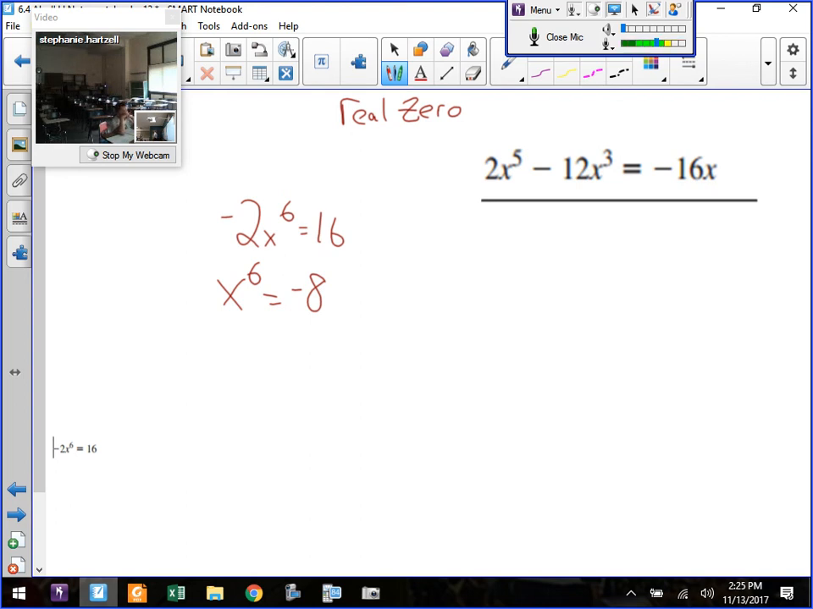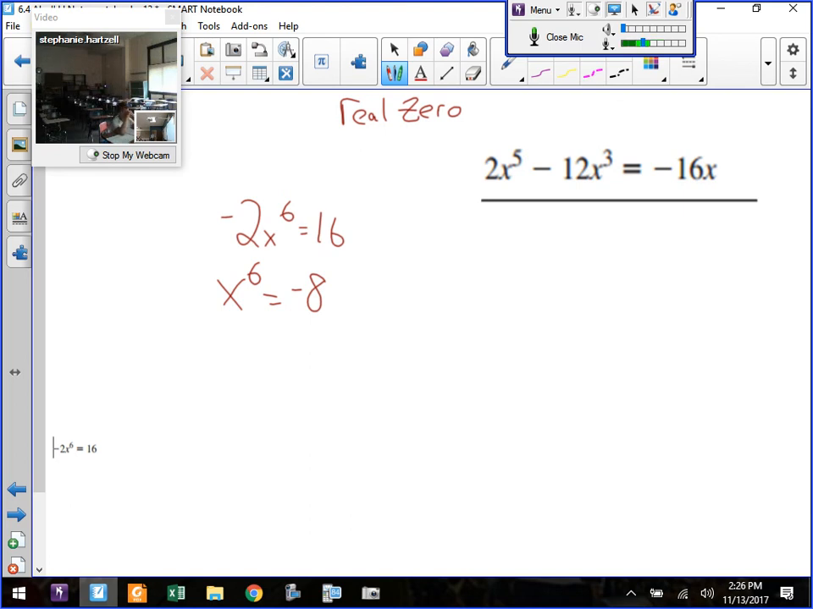I'm not really up on my sixth roots, but I'm pretty sure that 8 is not a perfect sixth. Also, is 6 an even or an odd exponent? It's even. So can I take an even root of a negative number? No. There's no real answer here.